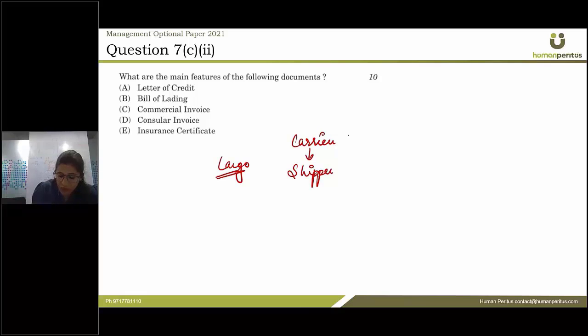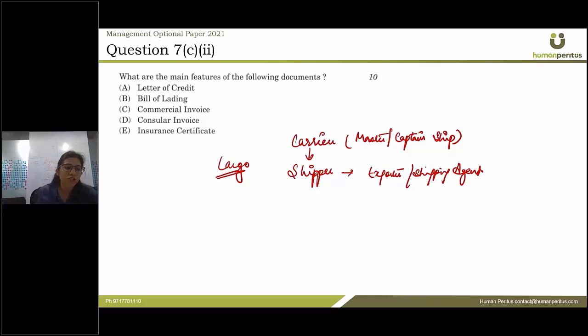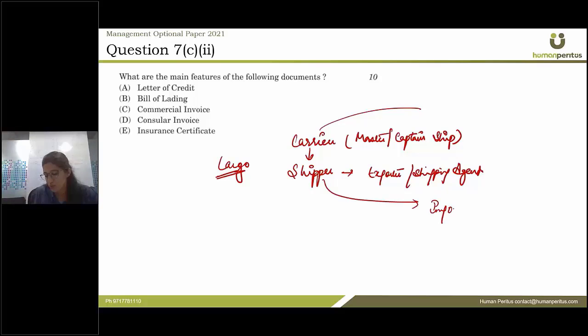Now, who is the carrier and who is the shipper? Carrier is the master or the captain of the ship that would be carrying the cargo, and shipper is actually the exporter or the shipping agent. All right. So why is this provided? Because the carrier assures the shipper that all of the stuff which you have given has been carefully received by me, and later on the original copy of this bill of lading is finally provided by the shipper to the importer also at the end.